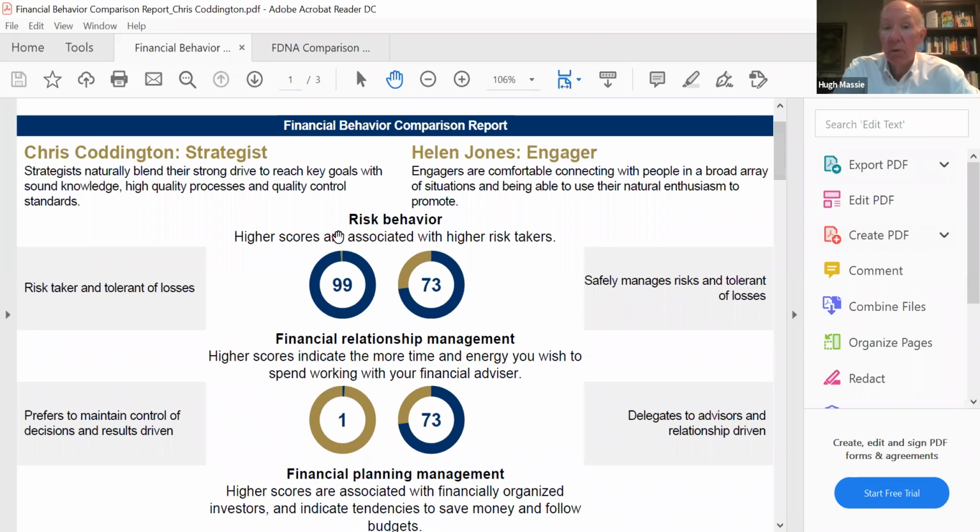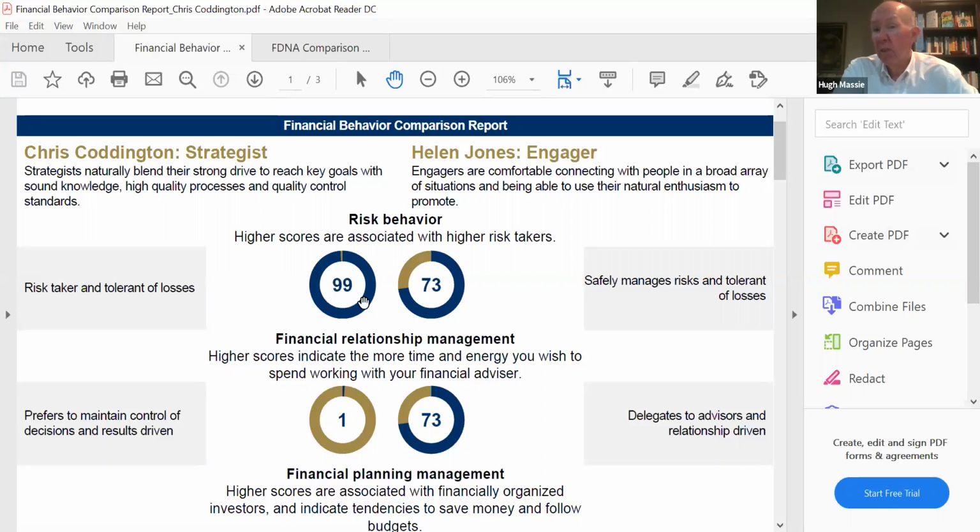So we look at the risk behaviour. For Helen as the client, she's 73 and Chris is 99. This is the percentage score. These scores are the same as the financial behaviour reports that I talked about in an earlier session. So Chris is more of a risk taker than 99% of the population and Helen 73%. So pretty strong in terms of taking risks.